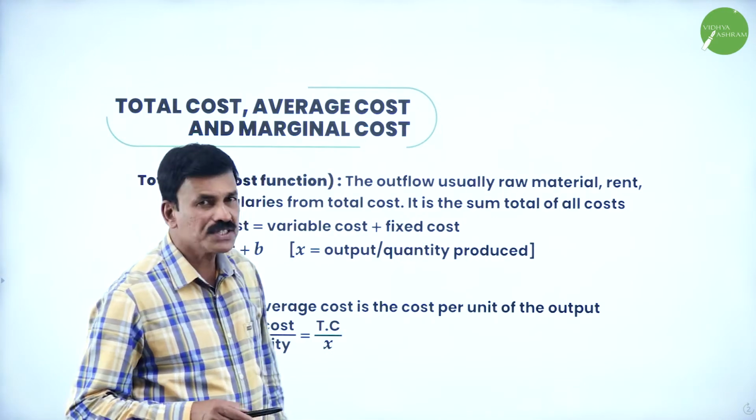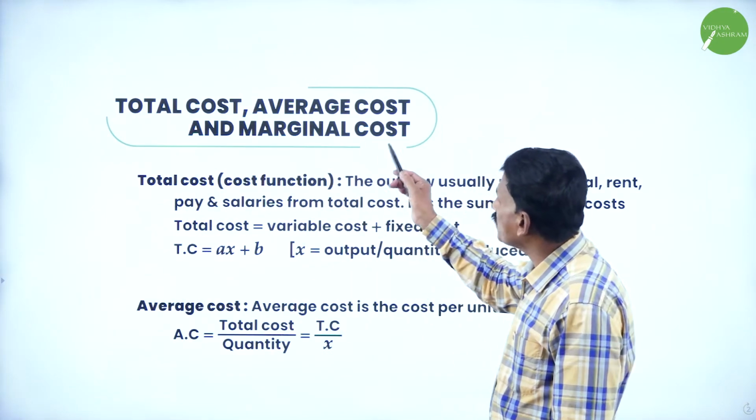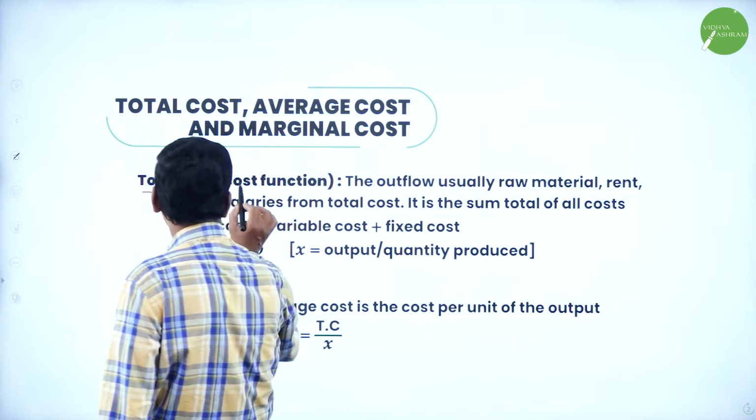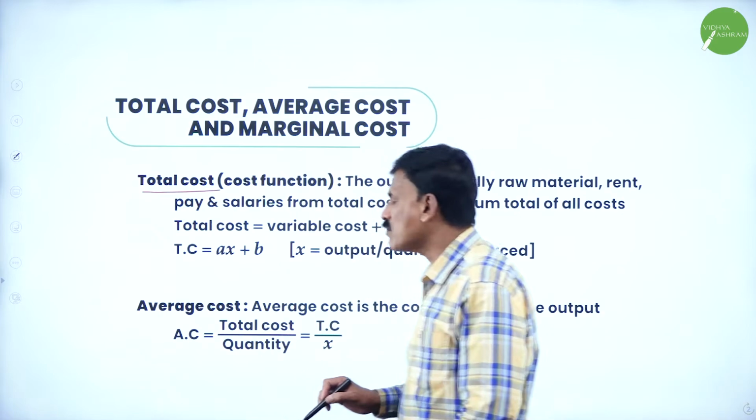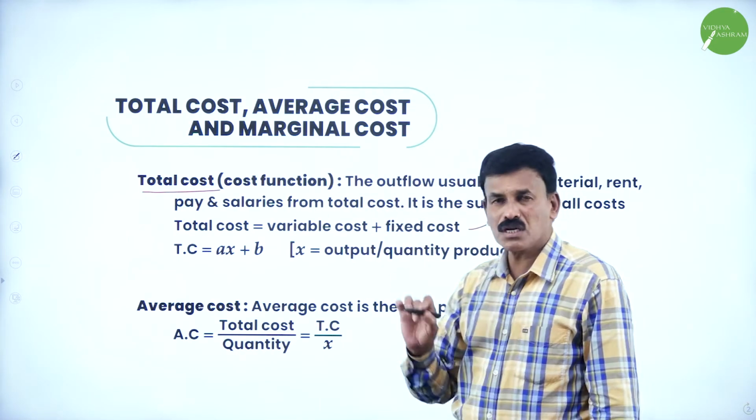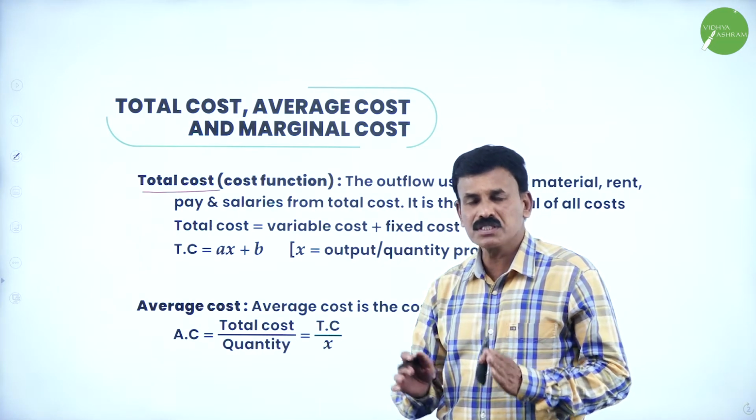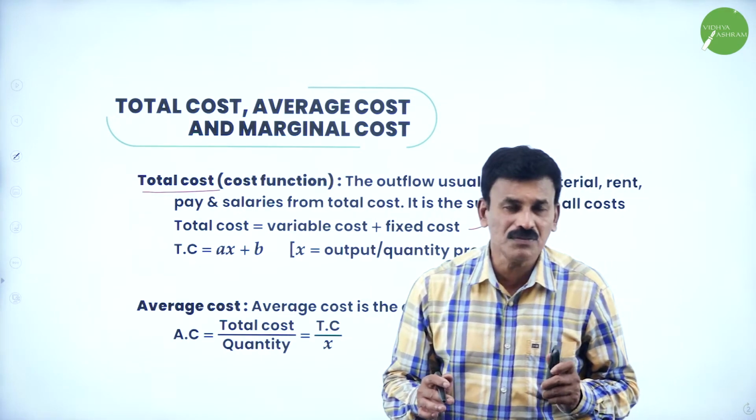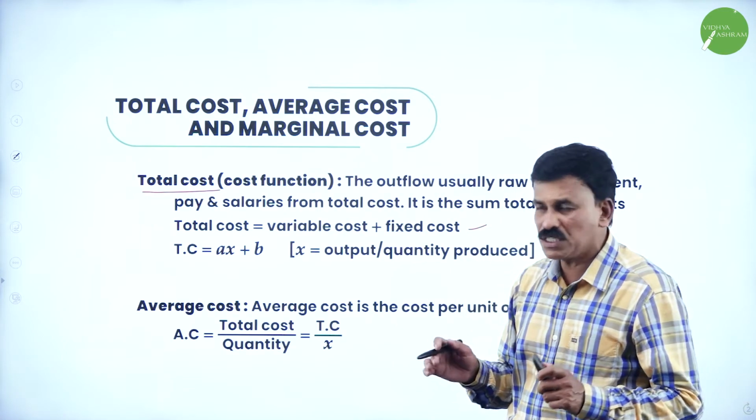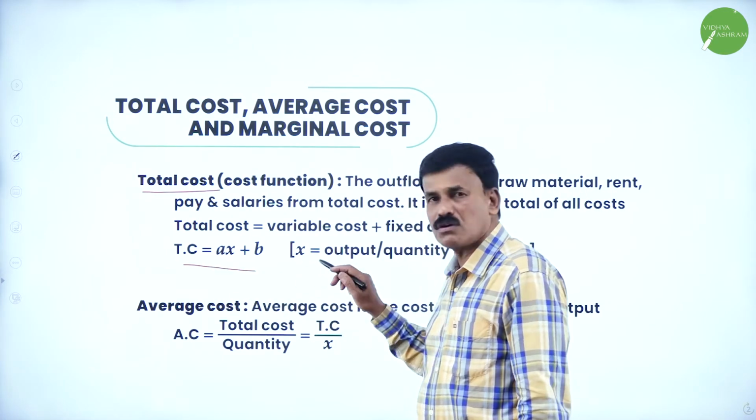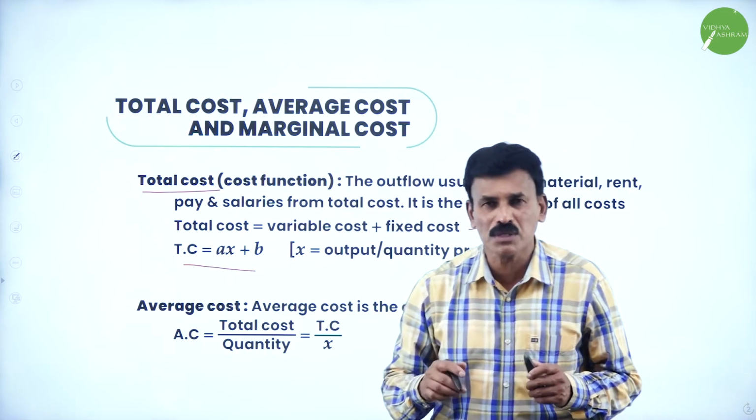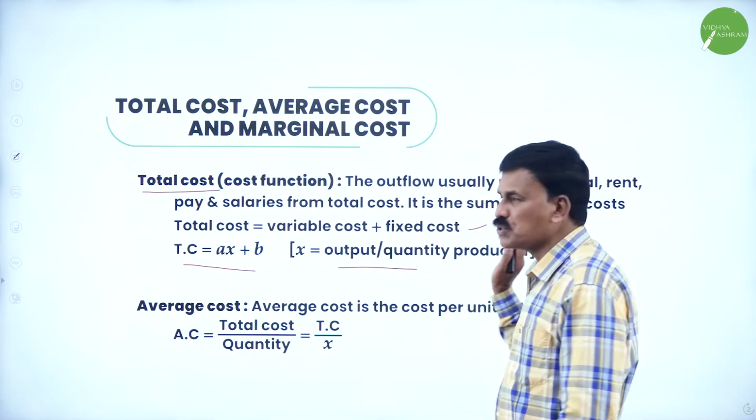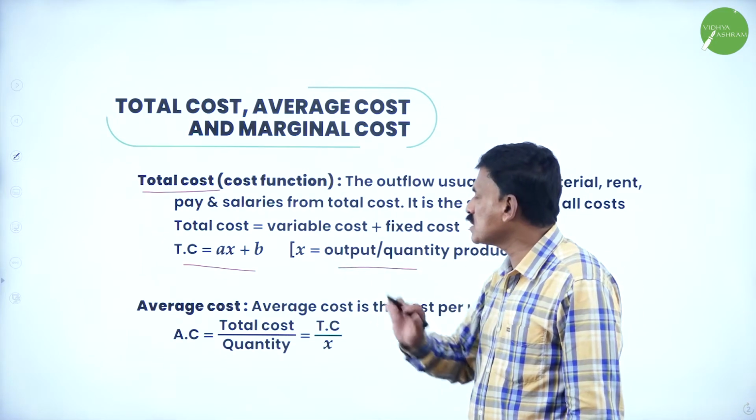So, let us come to the first concept: the total cost, average cost, and the marginal cost. Now, what is meant by total cost? Total cost is nothing but the variable cost plus the fixed cost. Mathematically, we are going to represent it in the form of an equation. The total cost is equal to a linear equation ax plus b, where x is the output or quantity produced.